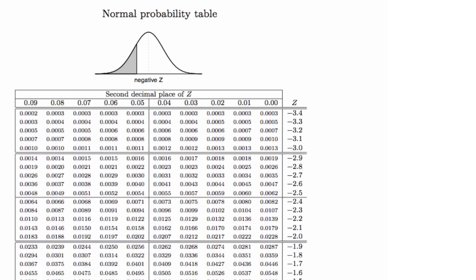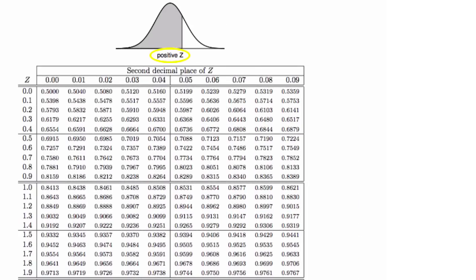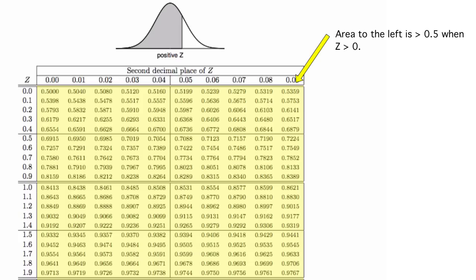The second page of the normal probability table works the same way, but for positive values of z. Since all the positive values of z are greater than our mean of 0, all of the probabilities in the second page are greater than 0.5, as the area less than a positive z covers more than half of the area under the curve. Otherwise, this page of the table works the same as the first page.